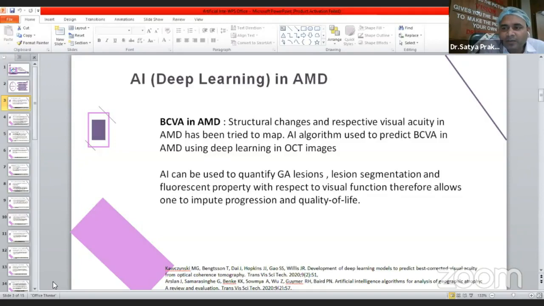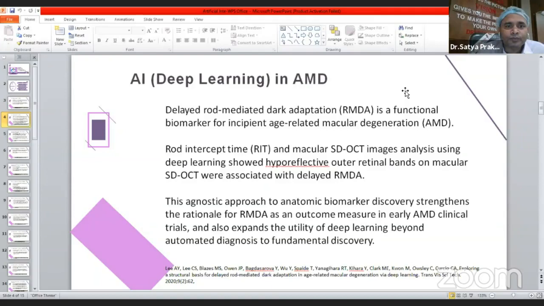Even artificial intelligence can be used to quantify the geographic atrophy lesions, lesion segmentation, and then fluorescent property with respect to visual function, therefore allowing one to impute progression and quality of life. We can see the nature of the lesion and its progression, and then we can say something or predict to our patient about the progression of the disease and quality of life.